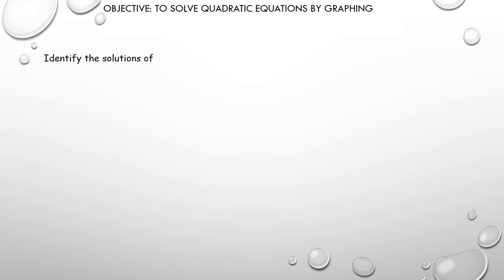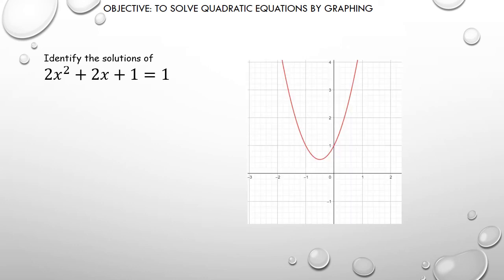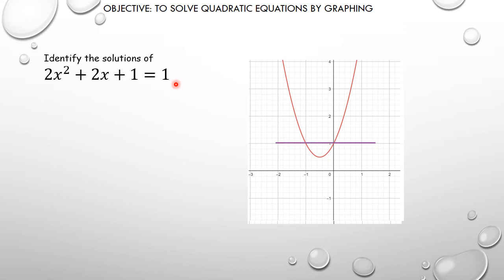Identify the solutions of 2x squared plus 2x plus 1 equals 1. First, graph the parabola of this part of the equation, 2x squared plus 2x plus 1. Second, draw a horizontal line passing through 1 here. Third, pick out the solutions, which are the points of intersection. This point of intersection, its x is negative 1, so the first solution is negative 1. This point of intersection, its x is 0, so the second solution is 0.